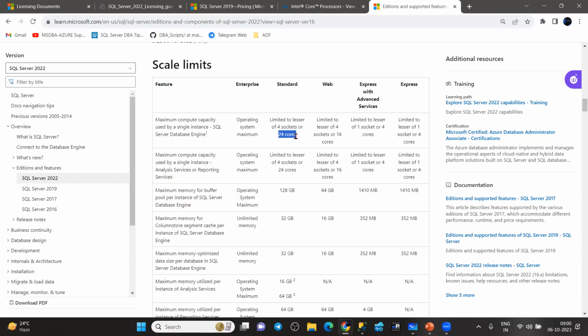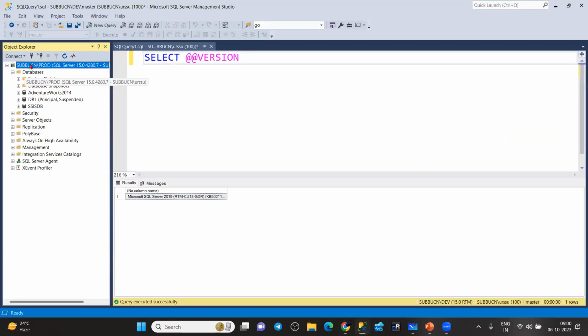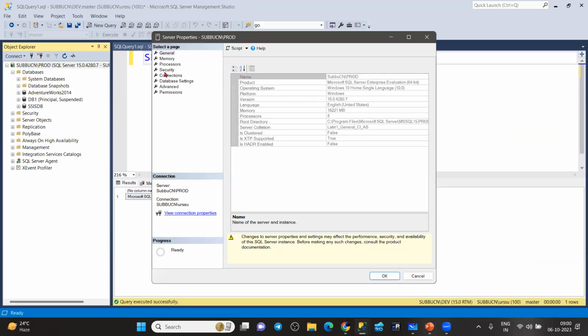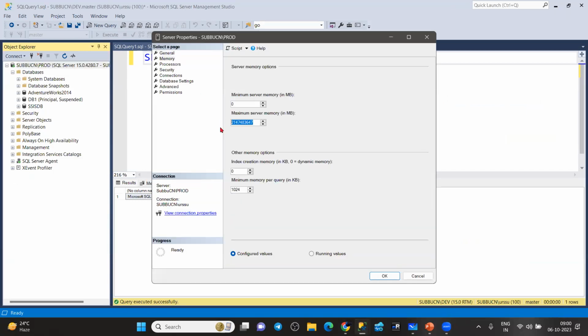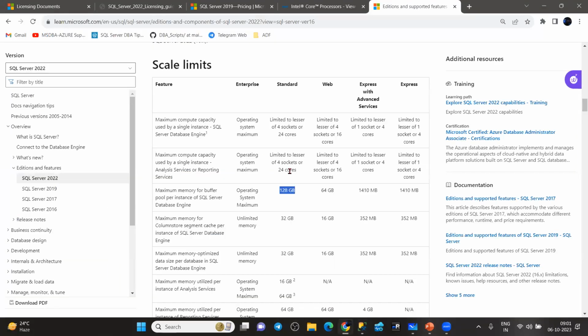Maximum 24 cores, and maximum 128 GB of RAM for your SQL Server. To this SQL instance, you can increase memory up to 128 GB RAM. You can't go beyond that. Your SQL can use up to 128 GB of RAM under Standard Edition. There are core limitations under Standard Edition. This you definitely need to remember.